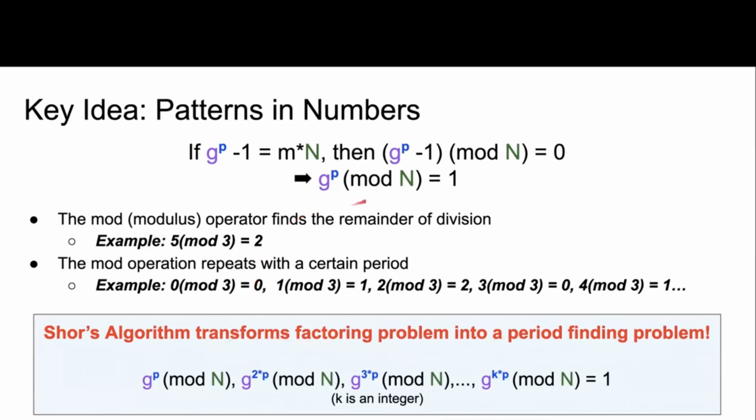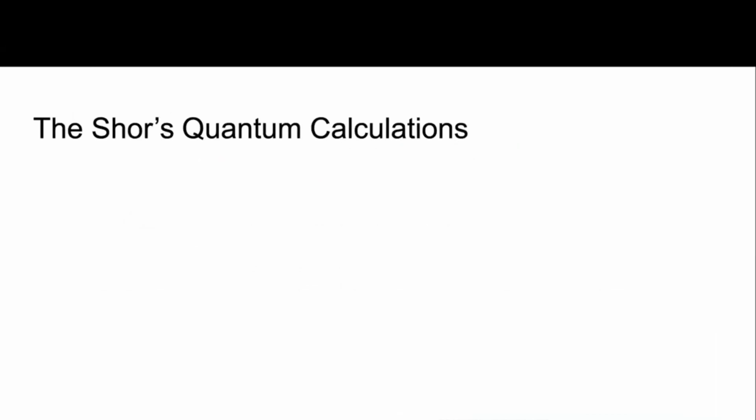So if we look at this equation that we just defined up here, we know that if we have p times some multiple value, so here we have g to the p mod n, g to the 2p mod n, g to the 3p mod n, and so on to some exponent k that's an integer, we will have all of these equal to 1. So we have this repetition that is seen with the modulus operation. With that in mind, we jump to Shor's quantum calculations.